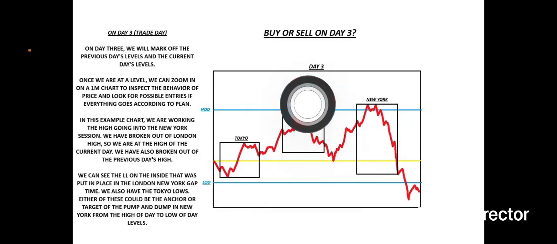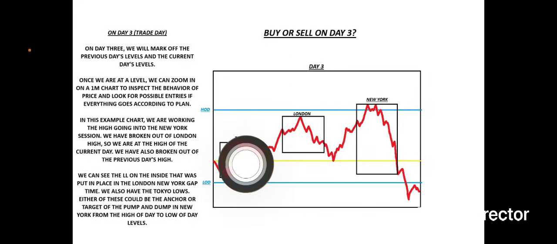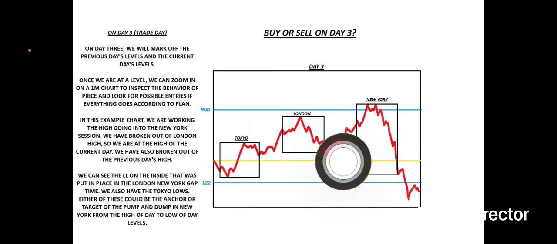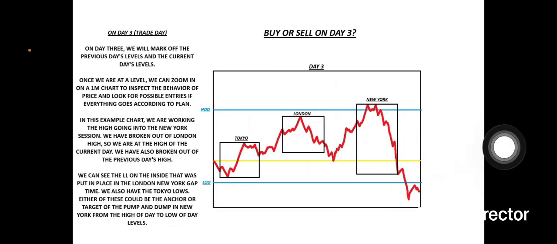And then suddenly, London locks in this high of the day level, starts trading lower, breaking levels to the left. This is our potential lower low on the inside. Now, we always say the lower low is the setup for the pump and dump.